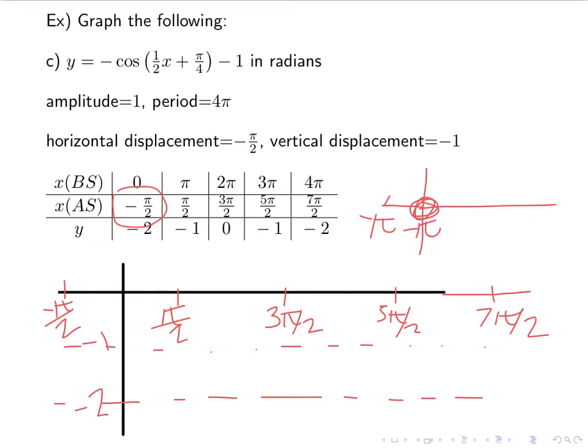So at negative pi over 2, I'm at my negative 2. At pi over 2, I'm at negative 1. Right, remember to skip over 0. 0 is not one of my points anymore, so I don't have a point on my y-axis. And 3 pi over 2 is 0. 5 pi over 2 is negative 1. 7 pi over 2 is negative 2. So we've got this upside down cosine curve. And again, just make sure it's a wave, it's a curve, you're not putting straight lines between your points.